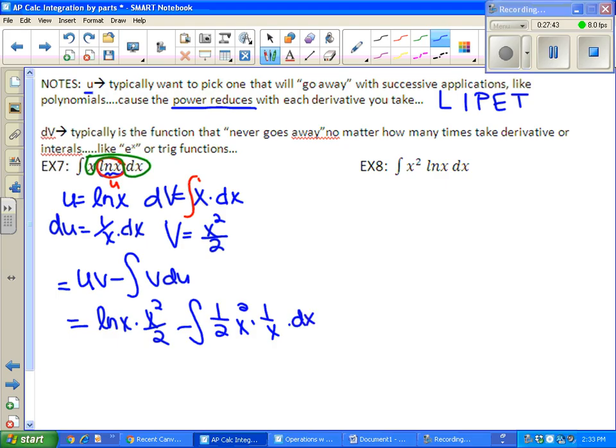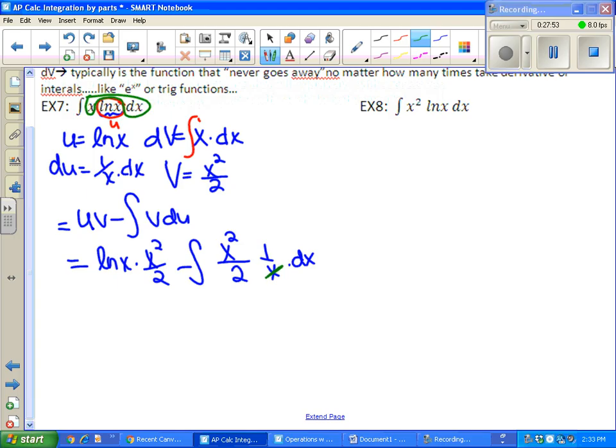Wonder what happens here. Probably should have left this written. That way it would have been a little easier. x squared over 2. Does anything cancel or simplify in this problem? I believe the x on the bottom can cancel out one of these. And I'm going to end up with the integral, a much simpler looking integral of 1/2 x dx.